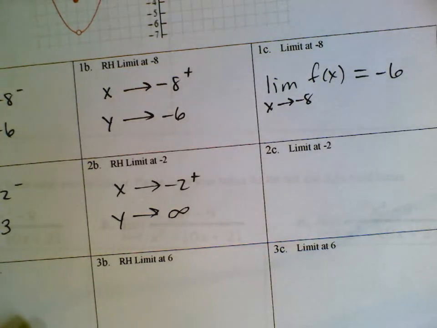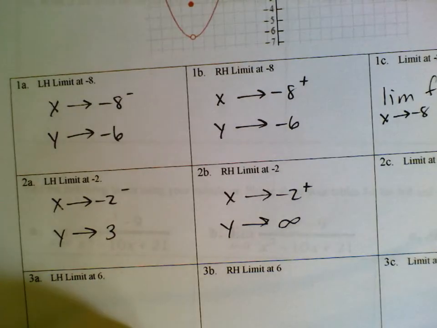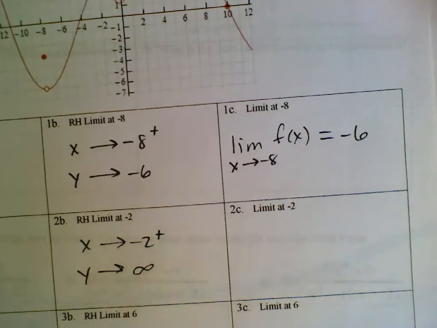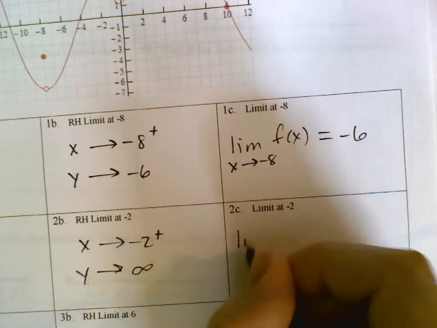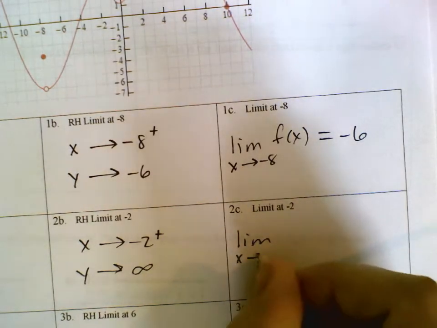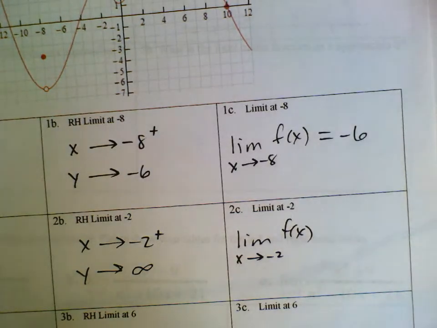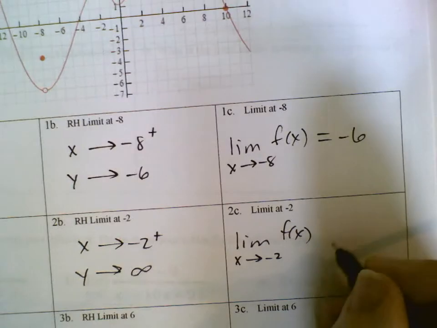Now the limit at the end, guys, the limit of a function only exists if the left hand and right hand limits are agreeing. Here they are definitely not. So over here I'm going to say that the limit as x approaches -2 of this function, which I'm calling f of x, does not exist.